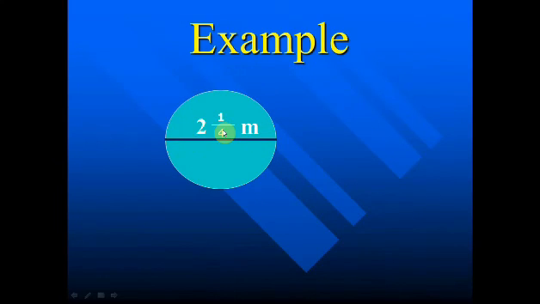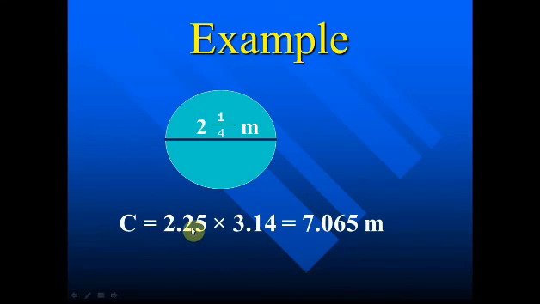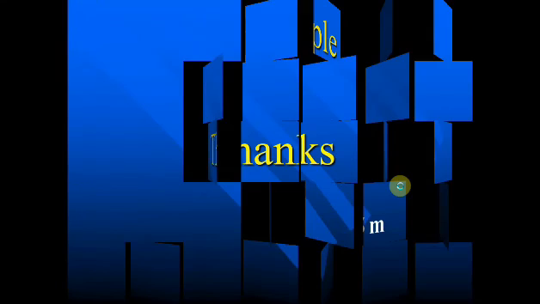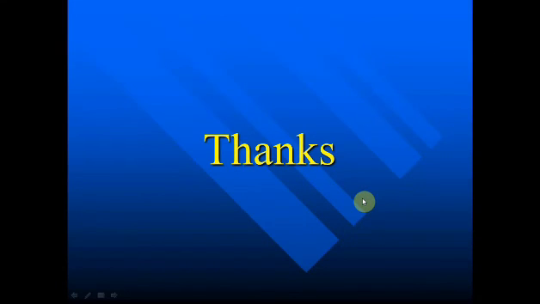We have diameter 2 and a quarter. 2 and a quarter in decimal form equals 2.25. This is the value of the diameter, 2.25 multiplied by 3.14. The result will be 7.065 meters. This is the end of our lesson.